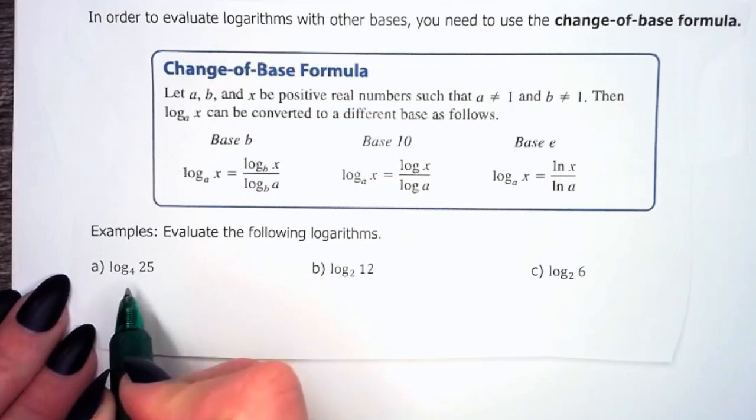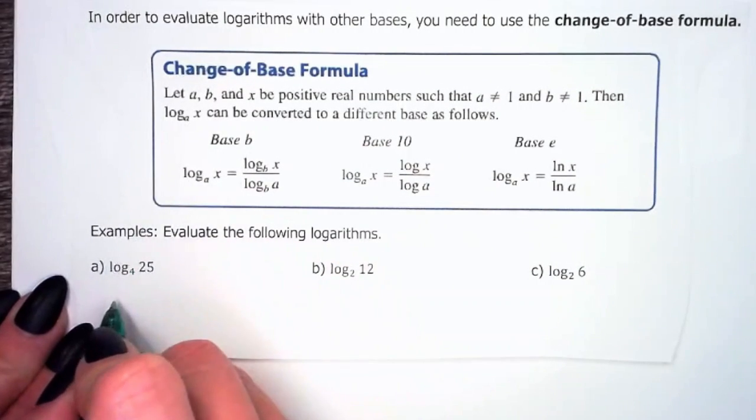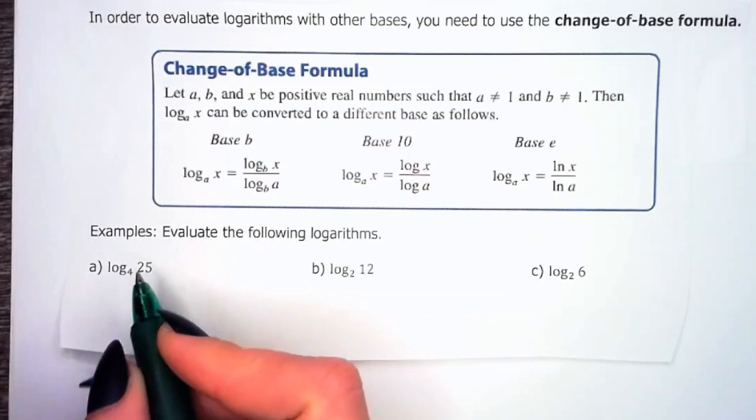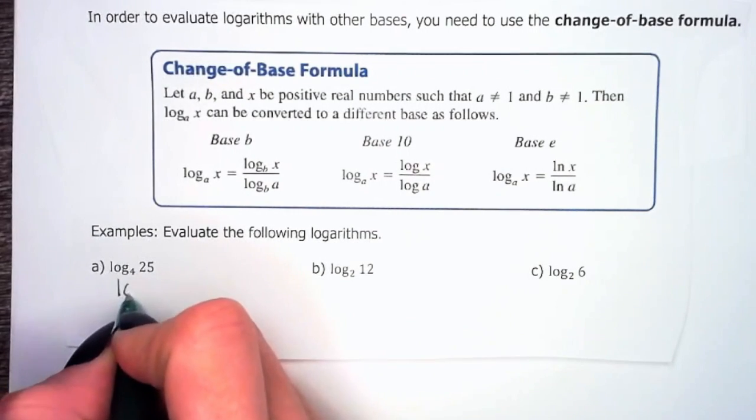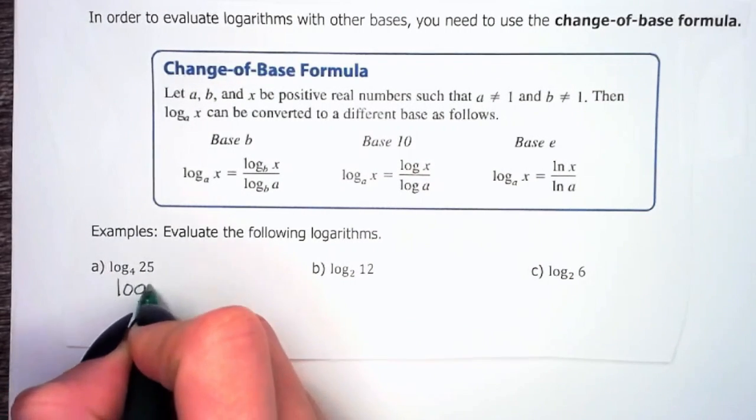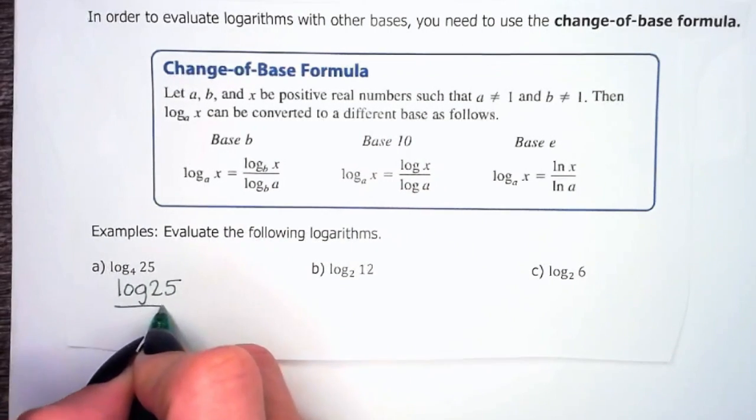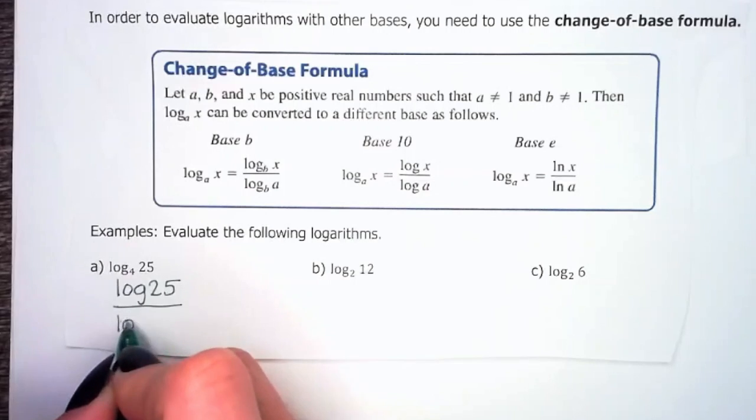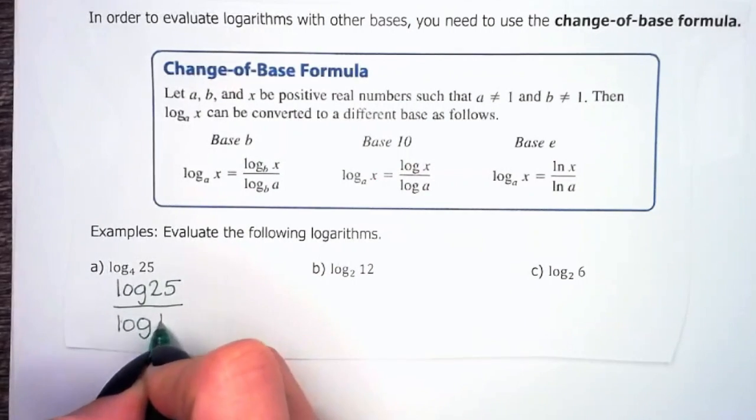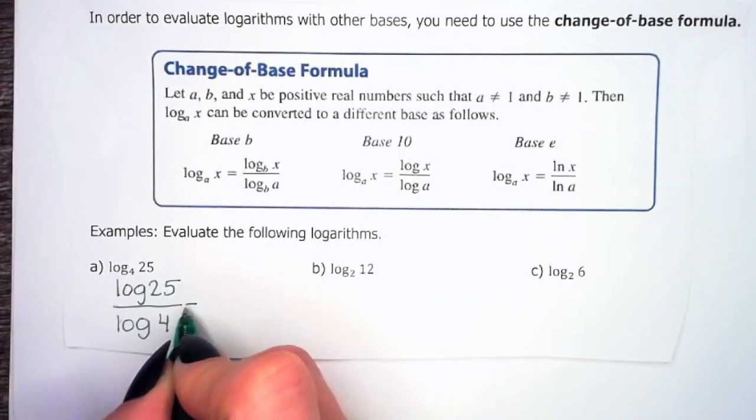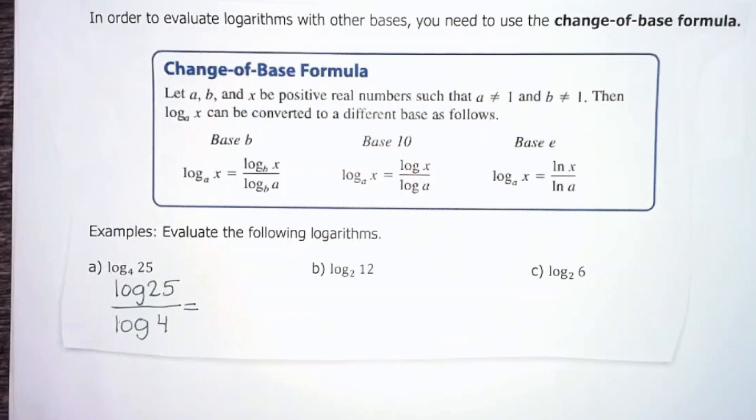Here, I'm going to use the common log. That means when I punch this into the calculator, I will be writing log of 25, the main number, over log 4. I don't have a log base 4 button on the calculator, so I can't use that to get my answer. Change of base formula lets you use your calculator to get the answer.